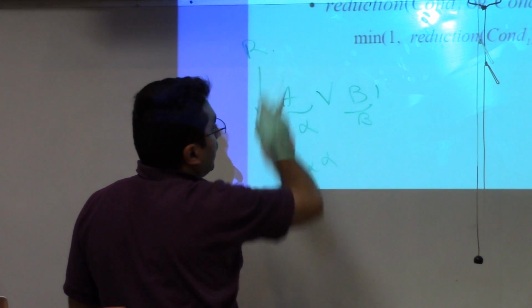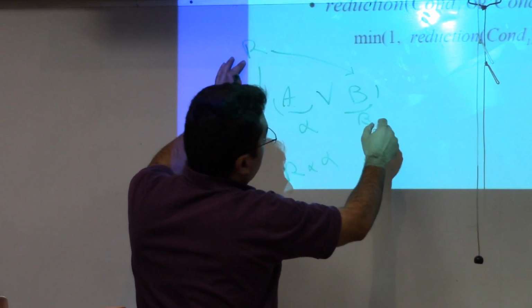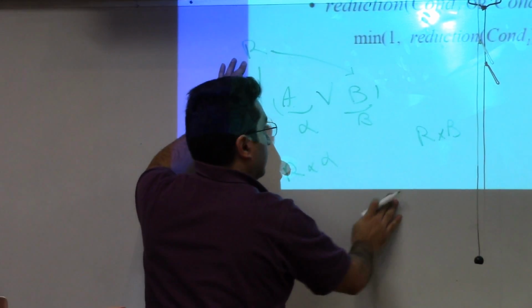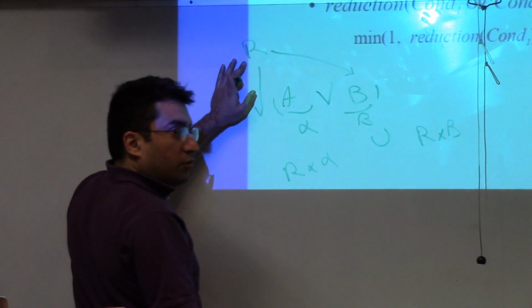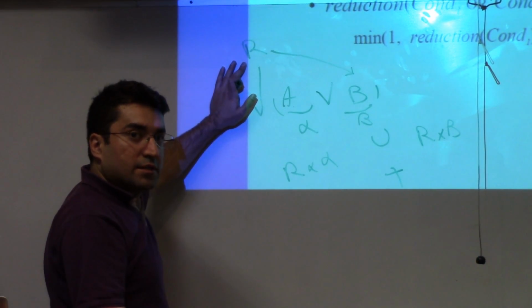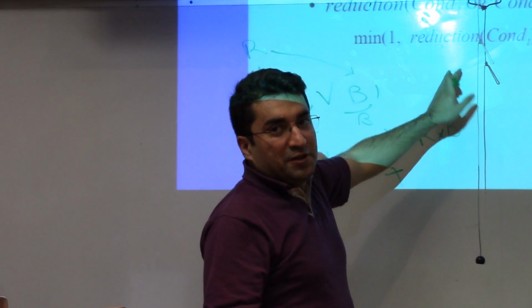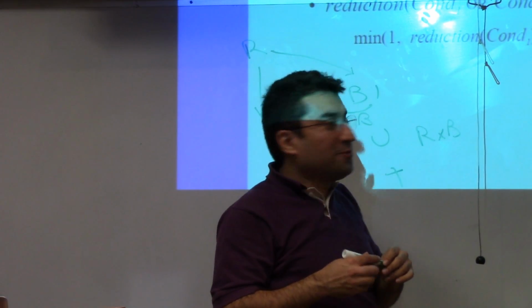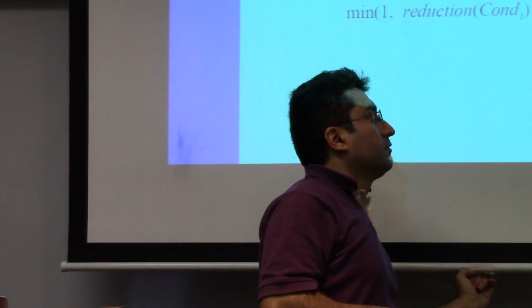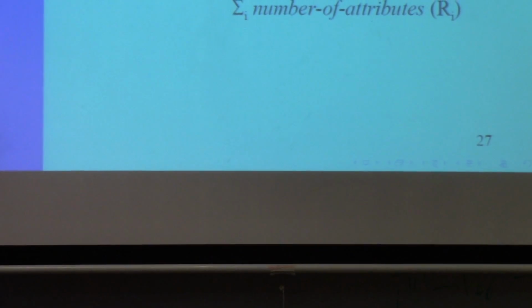Now, again, you need to get another set. You apply condition B, how many records are left? R multiplied by beta. Now you need to take the union. What is the union? Plus, right? In the worst case, it's plus. But reduction cannot be more than one, right? So it is the minimum of one and the sum of reduction one and reduction two. So this is how you consider reduction.